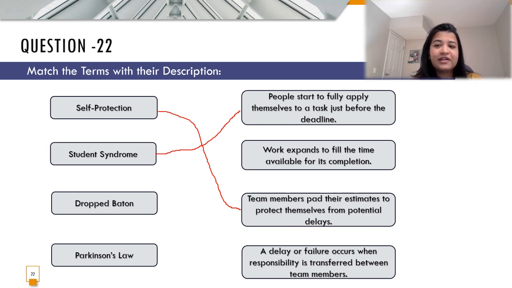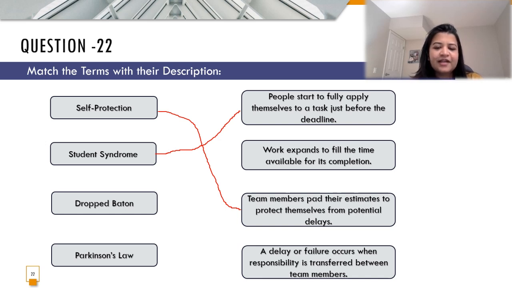That is, we sit and procrastinate a lot at the back and then try to work on the task when the deadline is pretty much near. Let's say if I have to submit the assignment at 12 at midnight, then I'll sit the day before and try to work on the assignment. So that is nothing but the student syndrome.